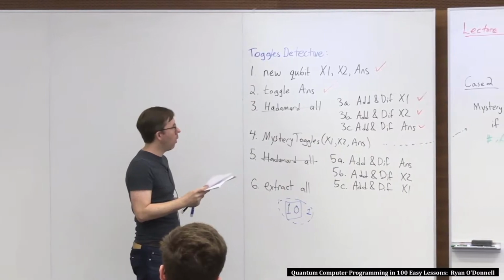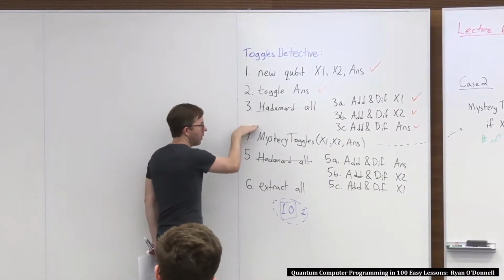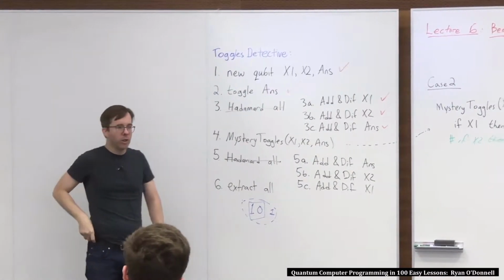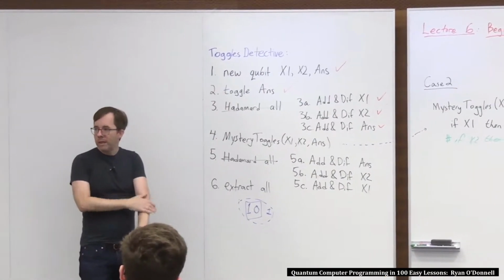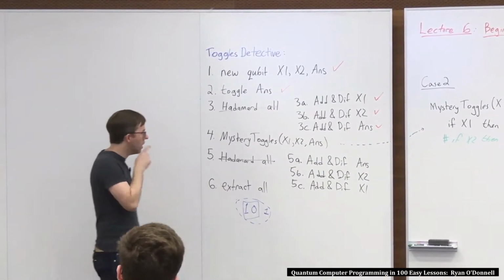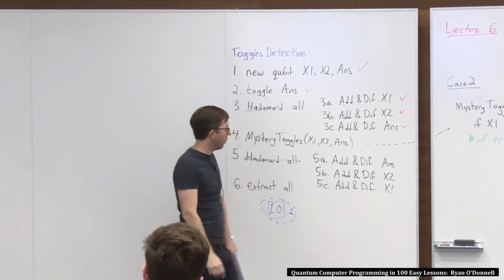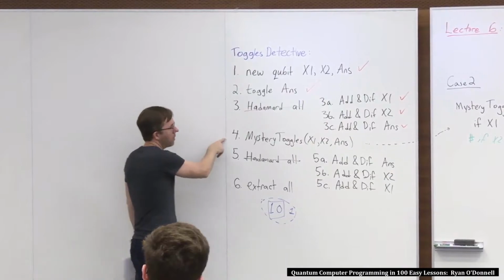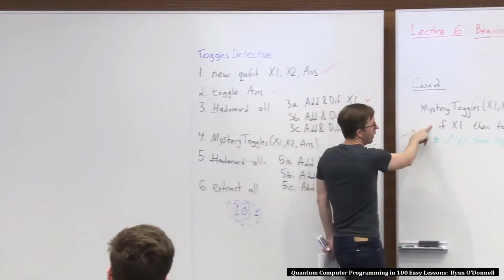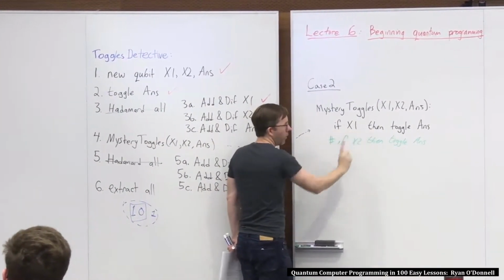Okay, so let's say that's where we got to, and now I'll finish it. Any questions to getting up to this point? Okay. So I did actually do this step last time, but I'll do it again because let's be a little bit careful here. So we call mystery toggles, and luckily for us, mystery toggles only has 1 instruction. It's this one. So if x1, then toggle ans.